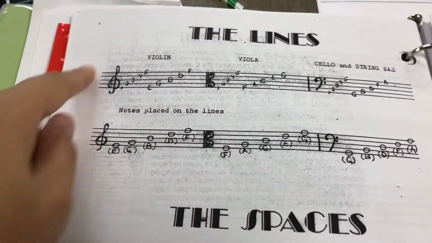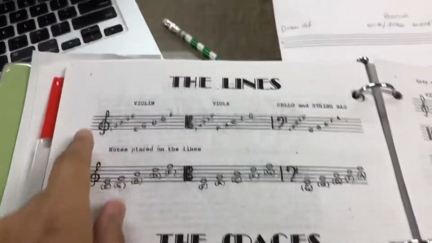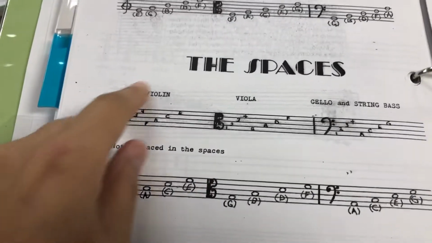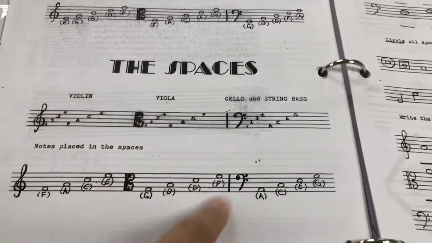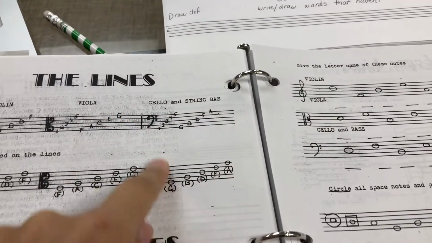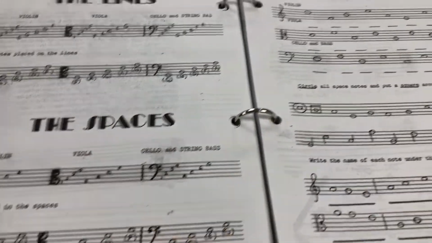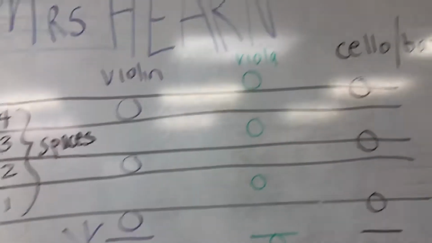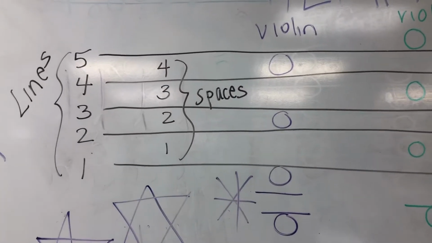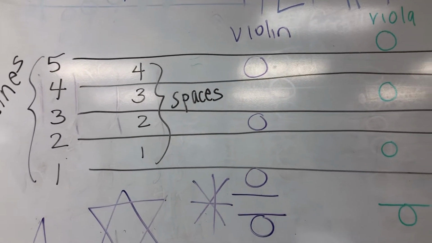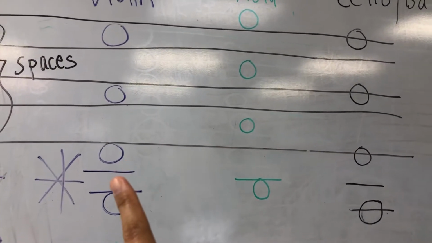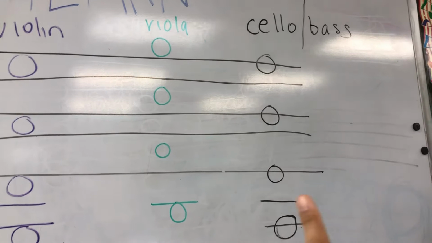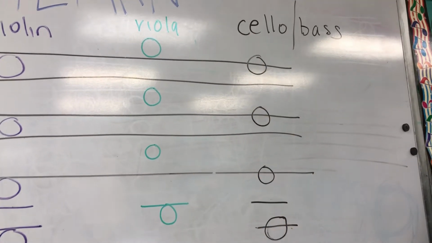So here are the viola lines, here are the violin lines, and here are the violin spaces. Here are the viola lines, and here are the viola spaces. Here are the cello and bass lines, and here are the cello and bass spaces. In my video the other day, I had drawn them up on the board. We have lines 1, 2, 3, 4, and 5, and spaces 1, 2, 3, and 4. Here were our open strings: the violin open strings, the viola open strings, and the cello and bass open strings.